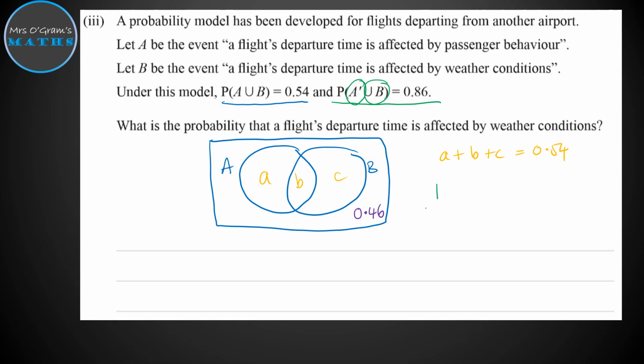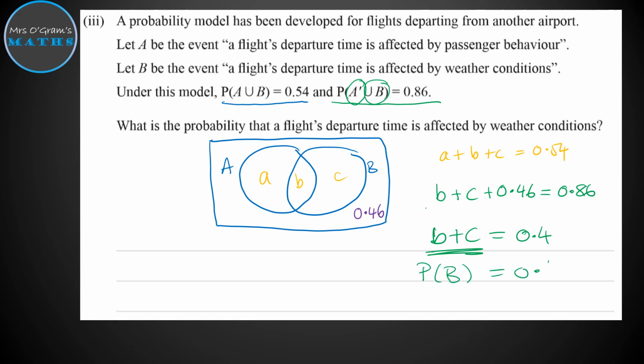That's got to add up to 0.86. So those were the regions B and C and 0.46. They have to come to 0.86, which means that B plus C must be 0.4, and B plus C is all of B. So the probability of B is 0.4, which is the thing we were looking for, which is the flight's departure time is affected by weather conditions.